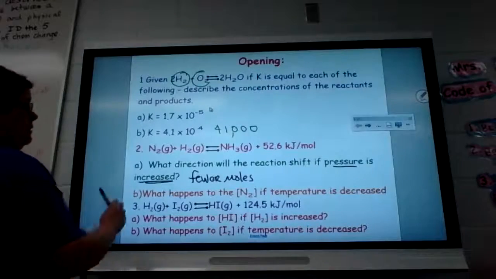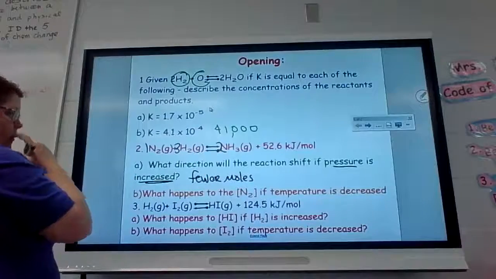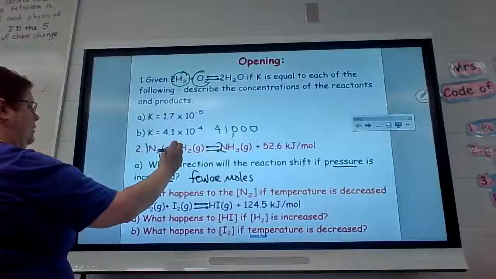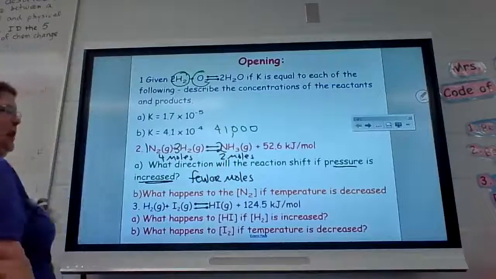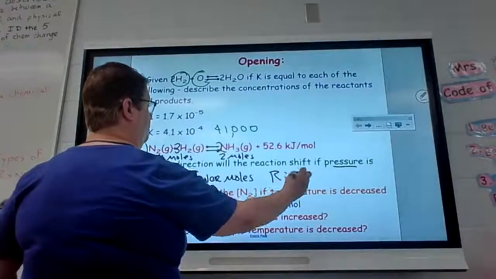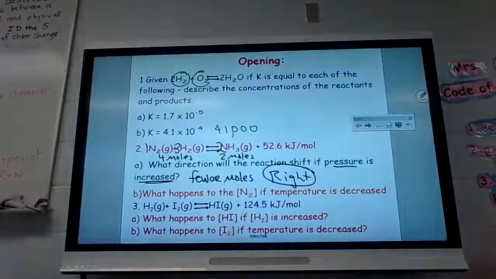It's not balanced. So 1, 3, 2. So how many moles are on the right? Sorry, the left. 4 moles are on the left, and 2 moles are on the right. So it will shift to its direction. It will shift to the right. Everybody okay with that? Yeah. Okay.